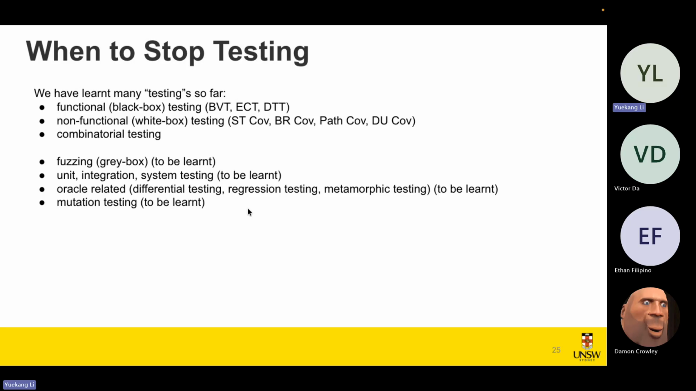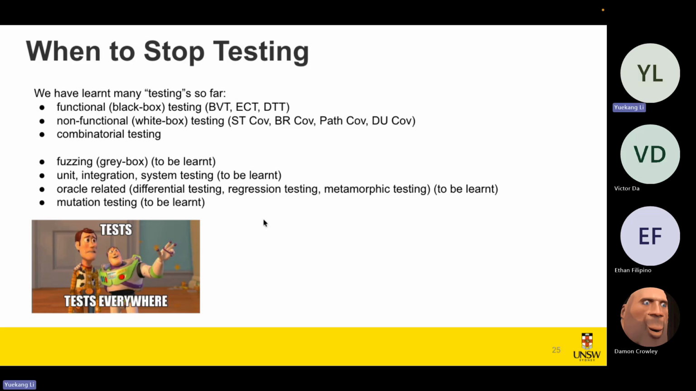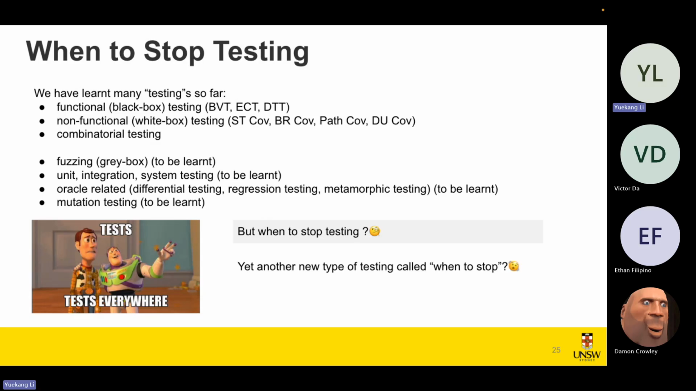So we have learned so many kinds of testing so far, and you can see that it's all about testing in this course. But when to stop testing? Is it yet another new kind of testing called "when to stop"? It's actually literally when should we stop doing testing?